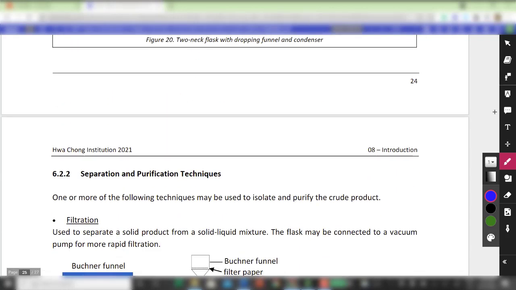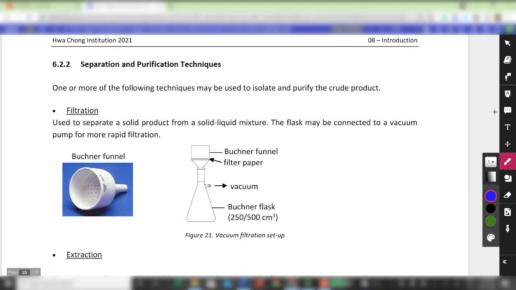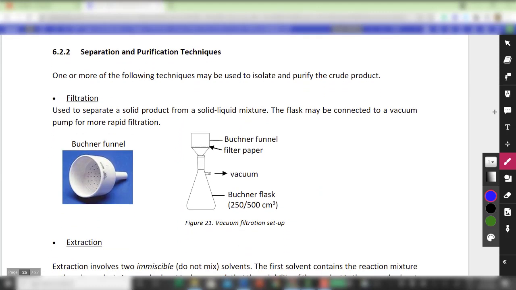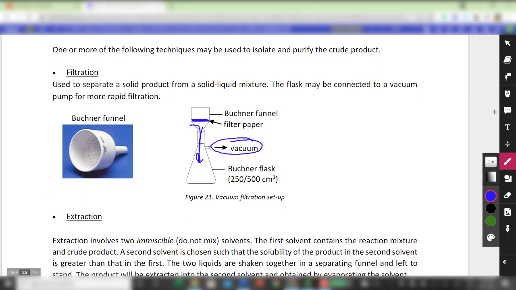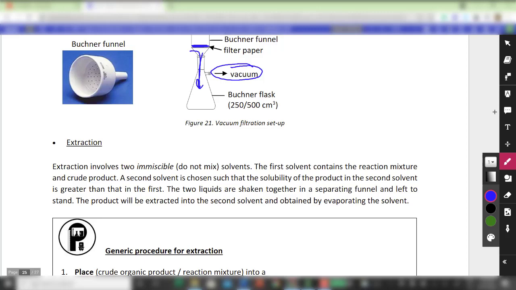For the separation technique, usually you use a Buchner funnel. You connect this portion to a vacuum, so it's like a filtration, but it's a lot faster because of the pressure difference. The liquid will flow through at a faster rate, and then your organic compound will be here. Again, we'll do it in JC2. You get to do one of the experiments in JC2, together with the reflux.